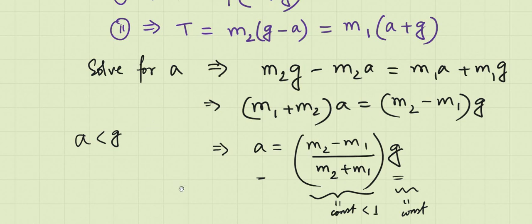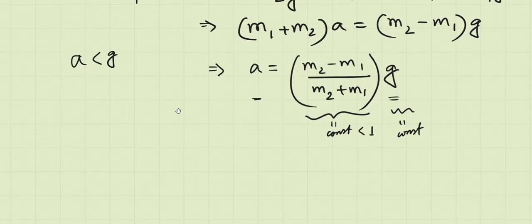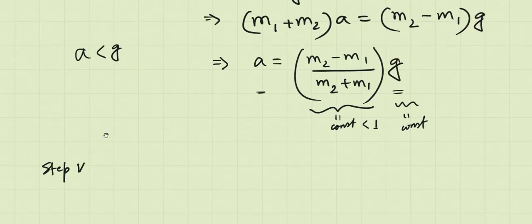Now toward the final step, we see that the acceleration is constant, and we know how to deal with constant acceleration. So our last step, step 5, is, I believe it's step 5, right? Yeah, it's step 5. So that should be to find out the time. Now, we say the system started from rest. So the initial velocity is 0. Initial velocity is 0, right?